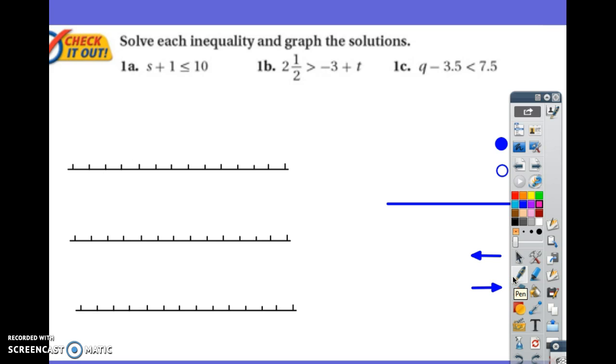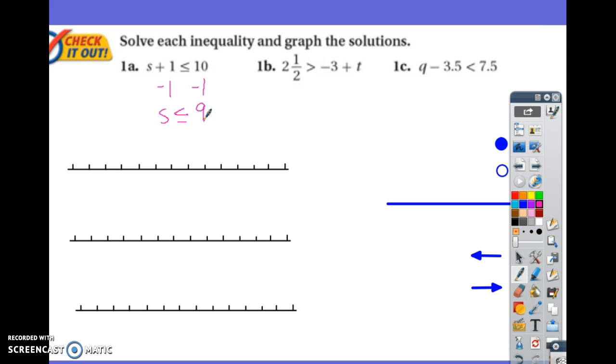So for this type of example, it's just a one-step problem. So forget about the inequality sign, just solve it like you normally would. Minus 1, s is less than or equal to 9. Once you have that, then you can go ahead and graph it just like we did in section 2.1.